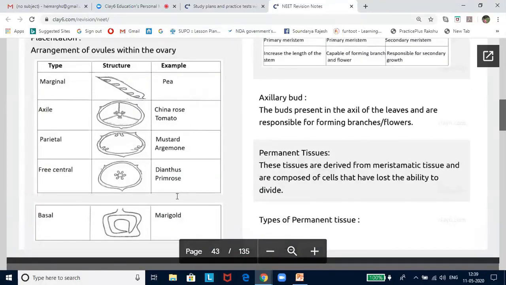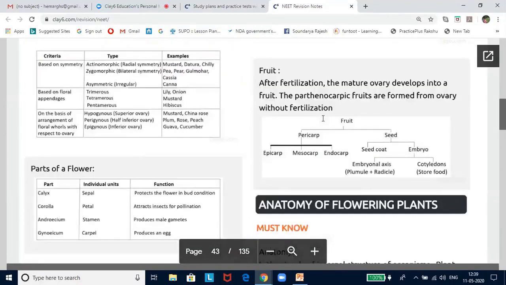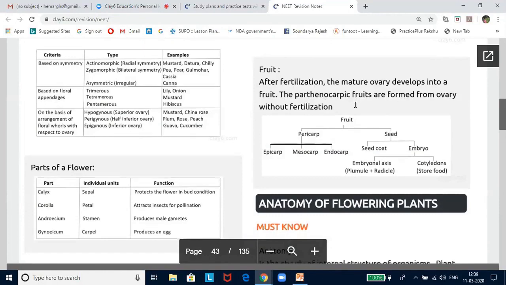Again, the examples. That's why I suggest you go for the PDF, so that it becomes very easy for you to understand certain concepts, and it strikes your eye. The visual presentations will help you remember things better.